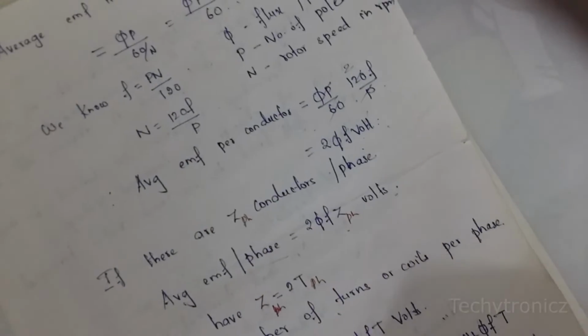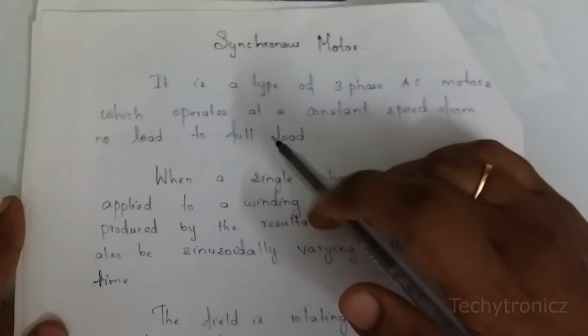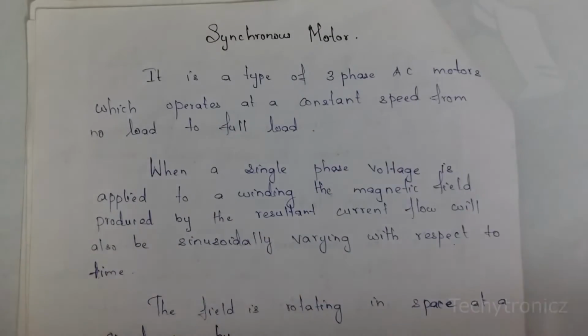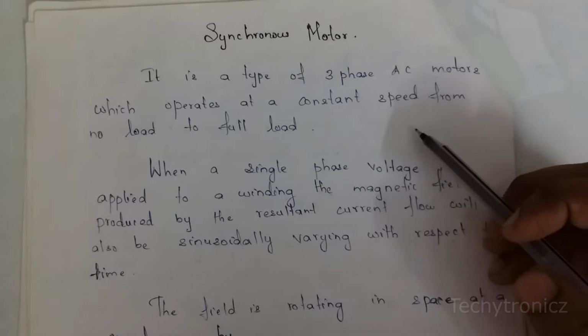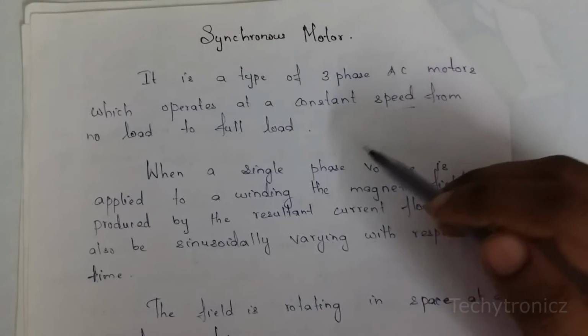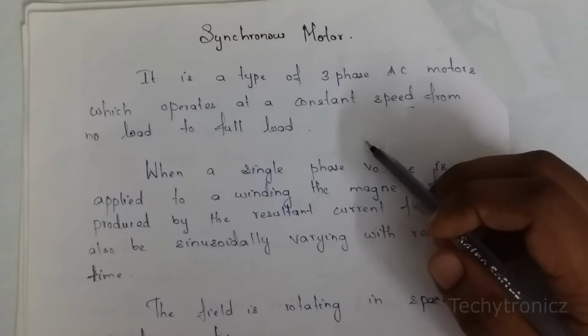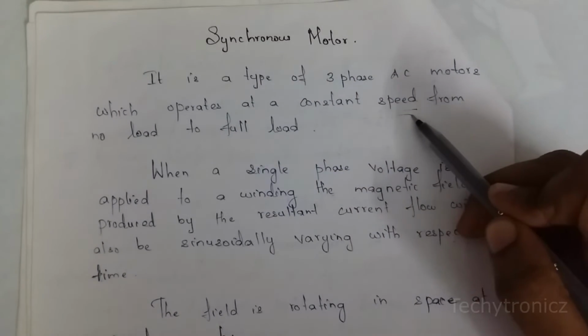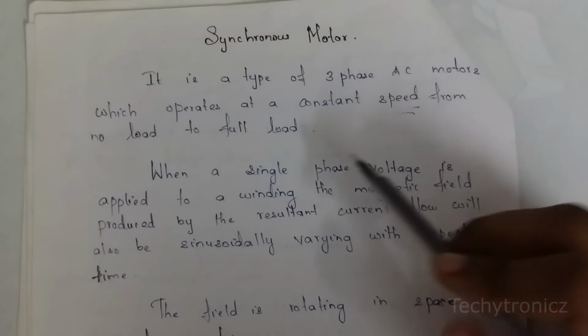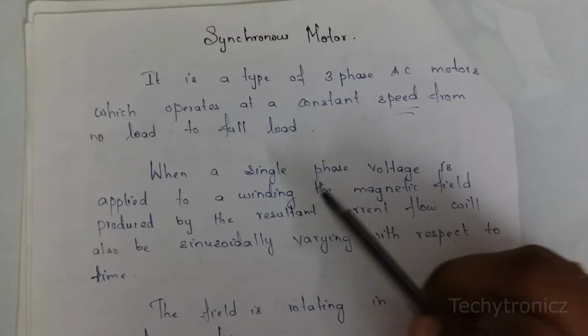Next topic is the synchronous motor. A synchronous motor is a type of three-phase AC motor which runs at a constant speed, and it converts electrical energy to mechanical energy. It is also a self-excited motor. We don't need to give any external force to excite this motor.